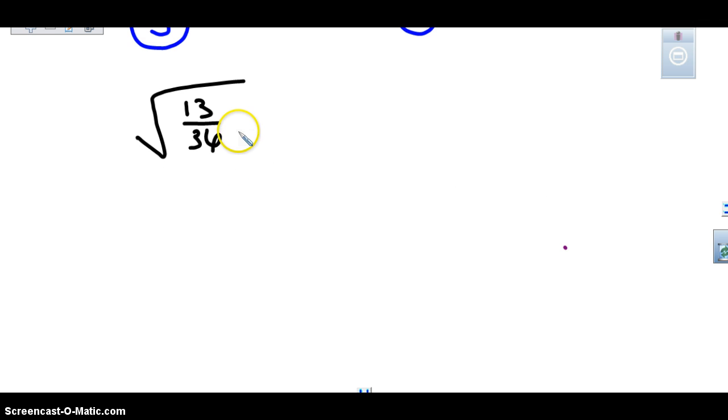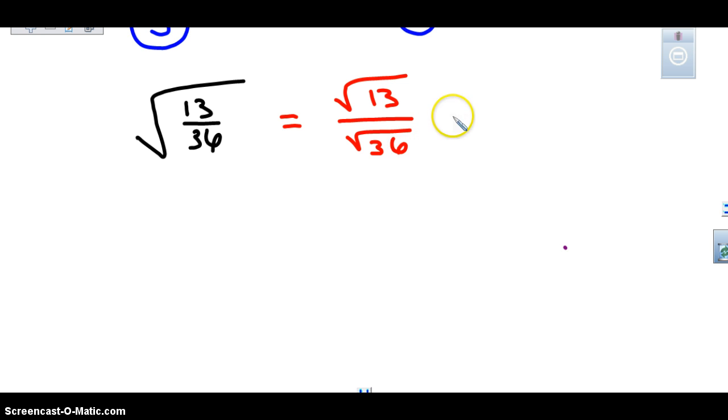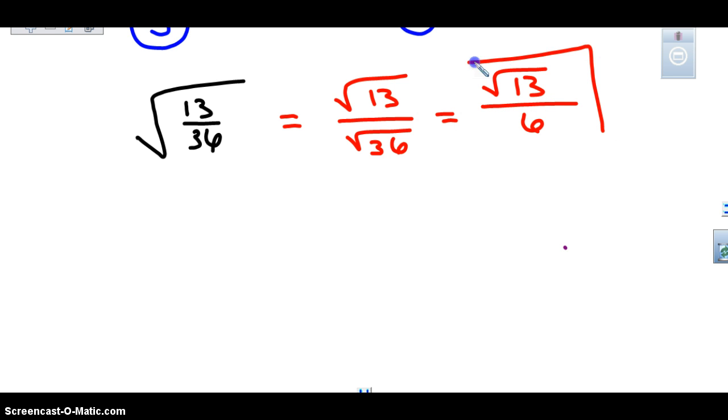If you're asked to simplify the square root of 13 over 36, we have to give the square root, or the radical, to both numerator and denominator. Now, can we simplify the square root of 13? No. Can we simplify the square root of 36? Yes, 6. So this would be the simplified version.